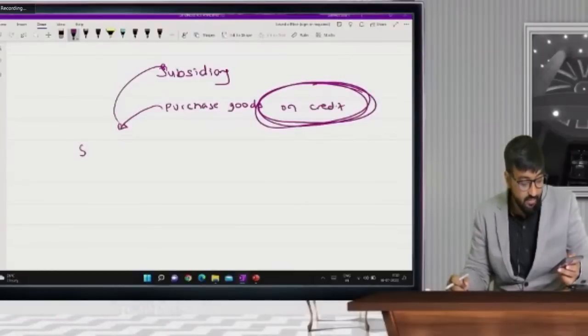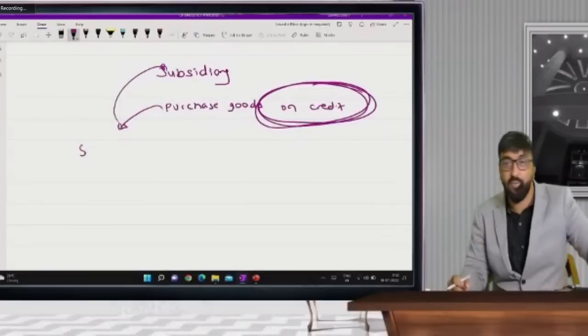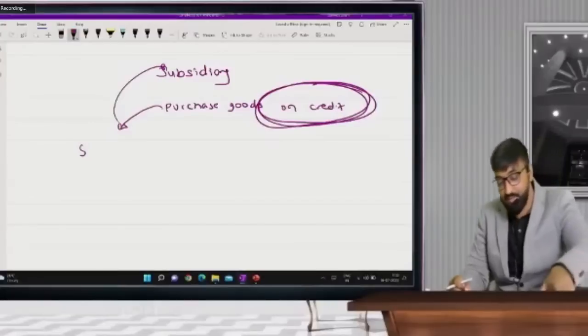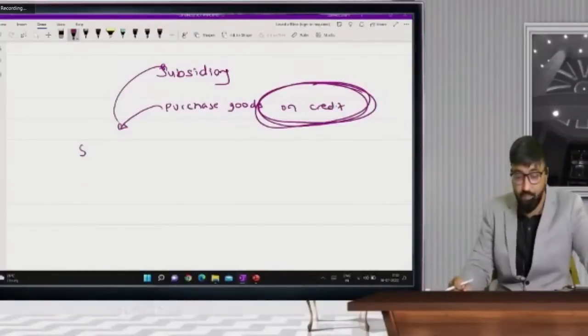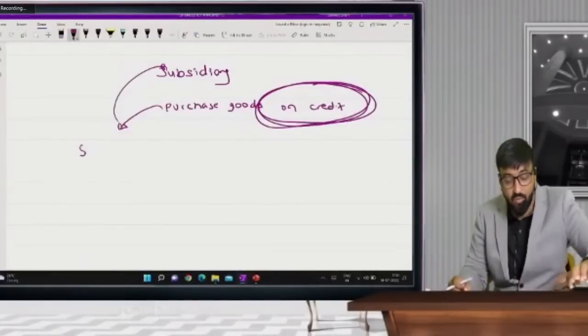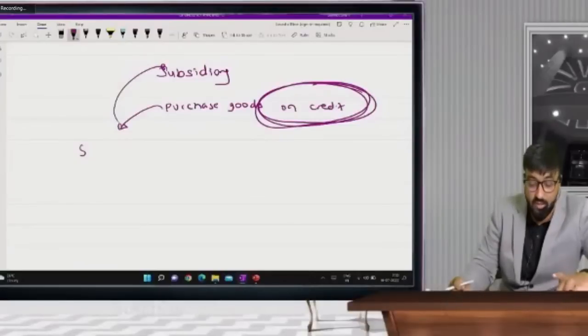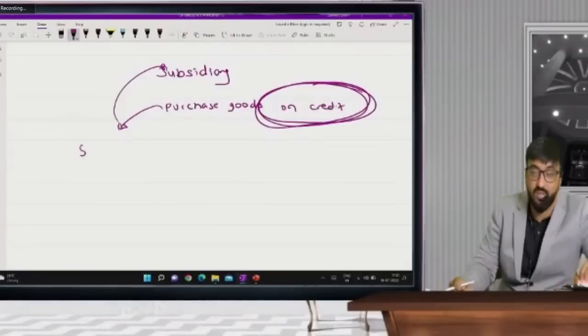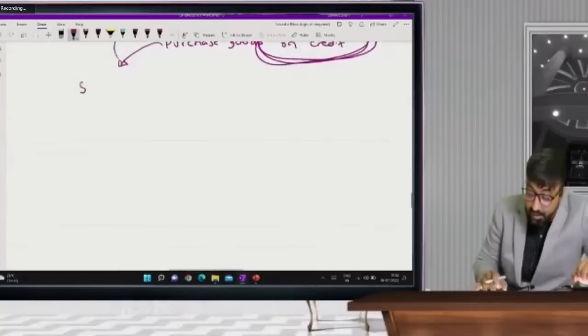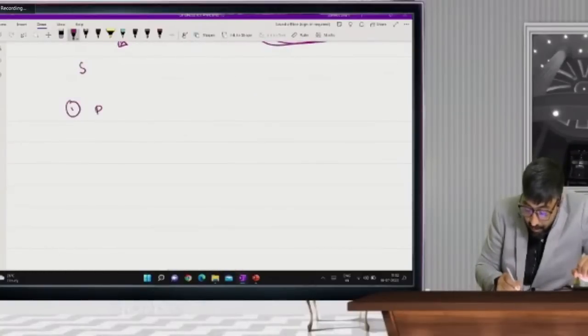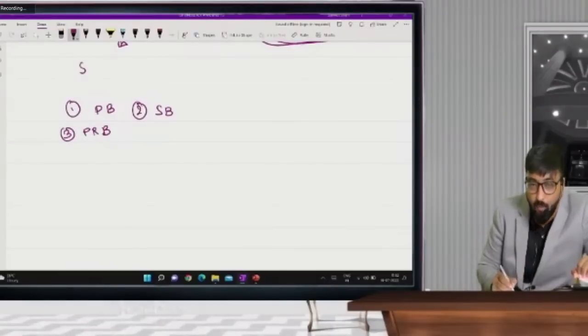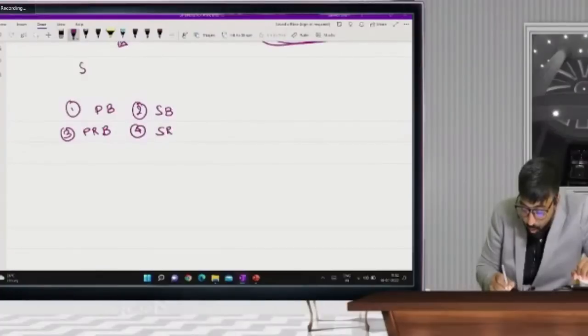Okay, sir. Now we got the concept. Journal entries are one option. And the second option that we have is ledger accounts and subsidiary books, but only for credit transactions. Sir, purchase book, sales book, purchase return book, I'm not writing all the full forms, sales return book. Yes, you are getting it.